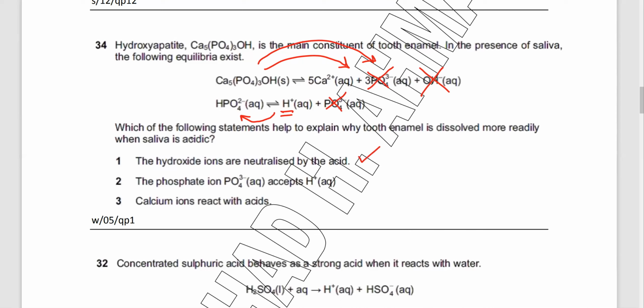The first one is that hydroxide ions are neutralized by the acid. That's true. Lesser OH ions, so equilibrium shifts forward. The phosphate ion accepts H+, which is true because if there's more H+ ions, the phosphate ions would react with the H+ to form this thing. So the phosphate ions would be gone, and the first equilibrium would again shift to the right. Calcium ions don't react with acids. That's incorrect. Calcium ions, acid is H+, no reaction whatsoever.